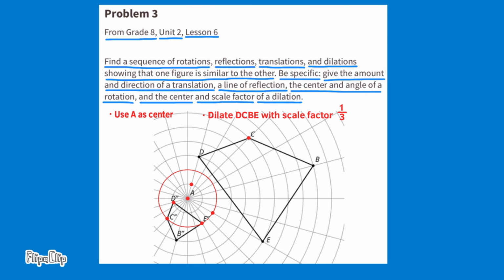Let's move point C. Point C's original location was 6 units away from point A, and 1/3 of 6 is 2, so its new location will be 2 units away from point A. Let's move point B. Point B's original location was 9 units away from point A, and 1/3 of 9 is 3, so its new place will be 3 units away from point A. Connect the points and you can see the dilation with the scale factor 1/3. In its current position, it looks like a reflection of the dilation on the left.